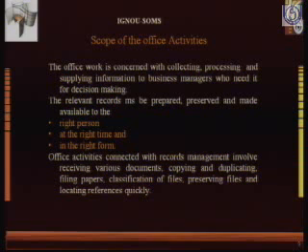So office activities connected with records management involve receiving various documents, copying and duplicating, filing papers, classification of files, preserving files and locating references quickly. Because if we have a document of the finance department, it has to be moved to the finance department. If we have a document of the production department, it has to go to the production department. But the backup should be there, so that for future reference, if somebody has left the organization, or there is a change at the top levels, the thing should be available from the servers. That is basically the difference between the servers.